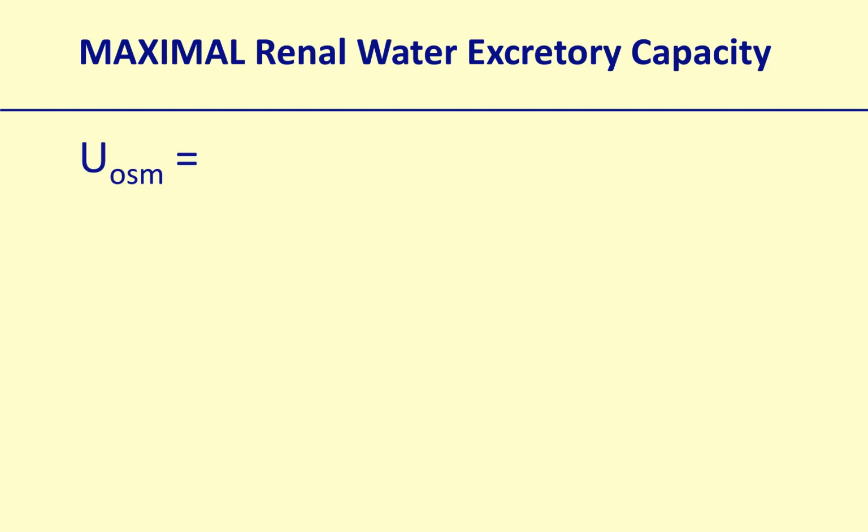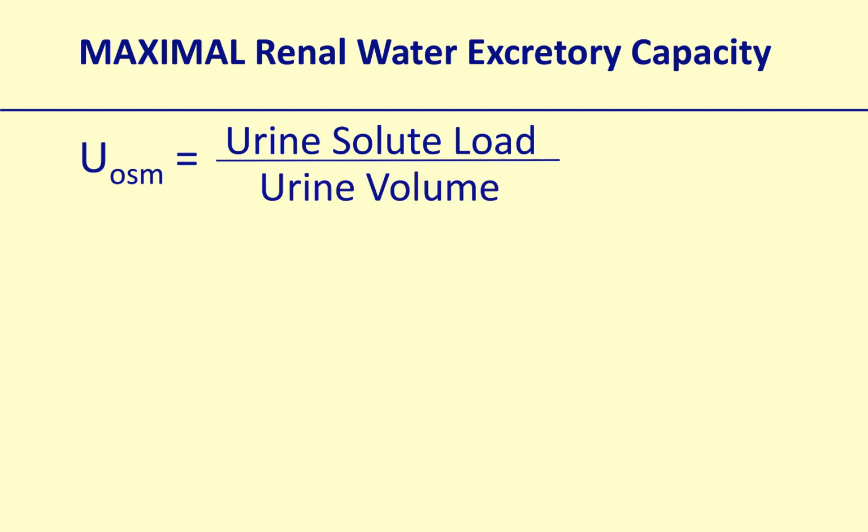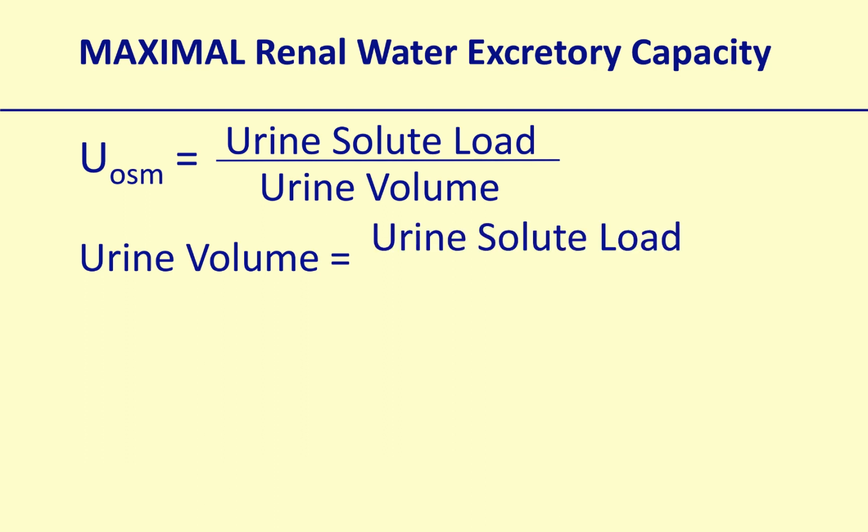We all know urine osmolarity, which can be conceptualized as the number of osmoles or solutes in the urine, called the urine solute load, divided by the urine volume in 24 hours. If I move the terms of the equation and move urine volume to the left and urine osmolality to the denominator, then we'll have this new equation that states that the urine volume is equal to the urine solute load divided by the urine osmolality.